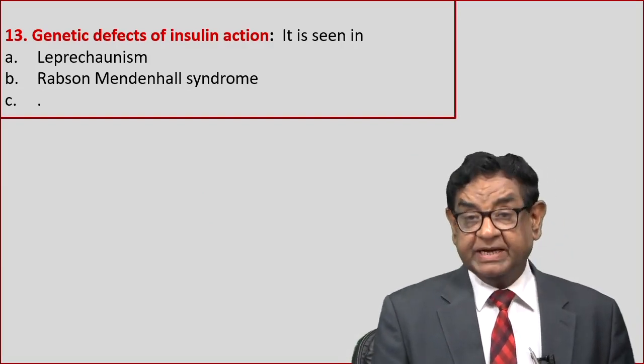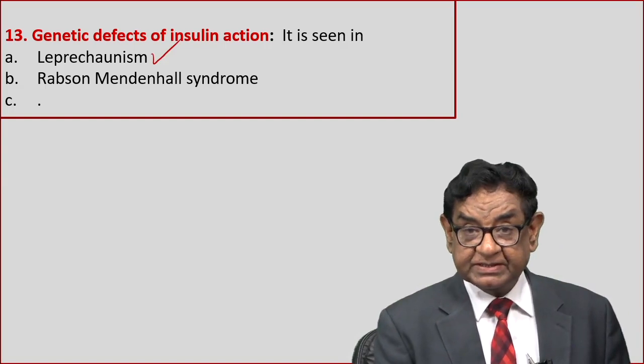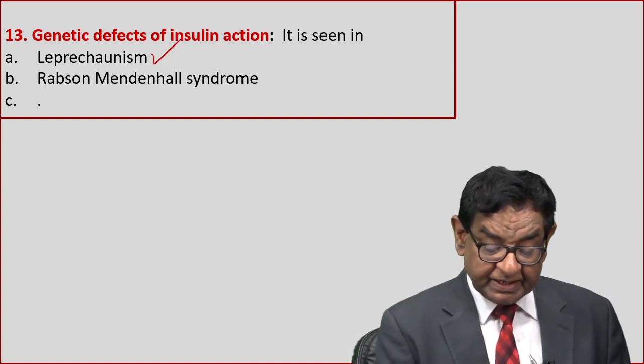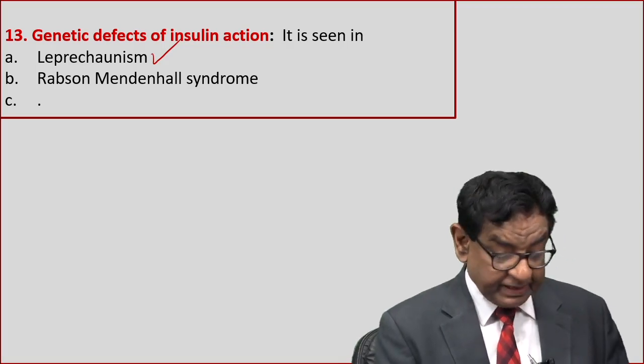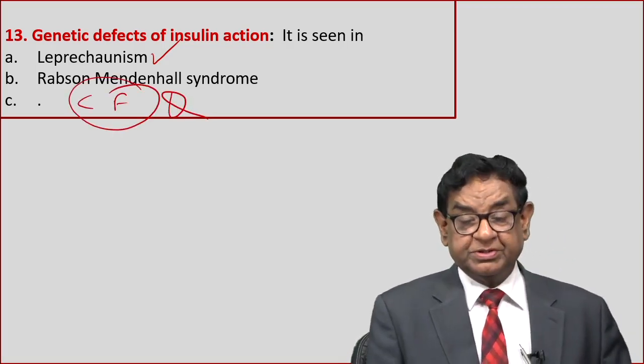Genetic defects in insulin action could be leprechaunism, classically with subcutaneous atrophy of the fat, Rabson-Mendenhall syndrome, and cystic fibrosis. Very, very important question.